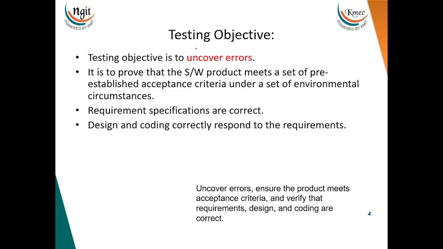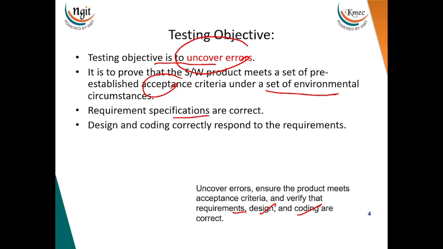What is the testing objective? The testing objective is to uncover errors. It is to ensure the software product meets a set of pre-established acceptance criteria under a set of environmental circumstances. Uncover errors, ensure the product meets the acceptance criteria, and verify the correctness of the requirement, design, and coding.